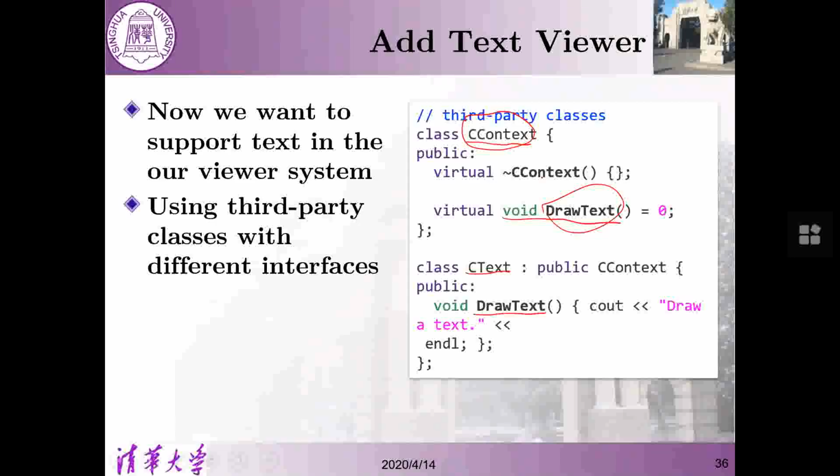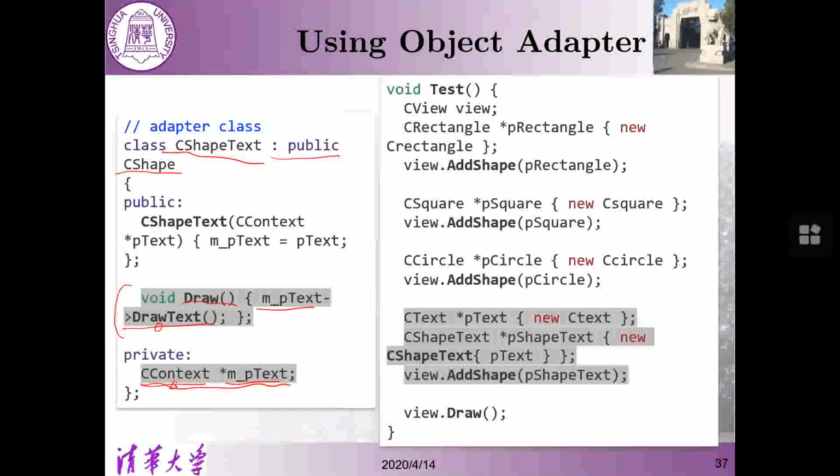So we always program to an interface, not an implementation. So this is our number one rule in the OOP design. We always think of program to an interface, okay? Then we are programming to interface, and we have the base class pointer here, and we use the base class pointer to draw the text, okay? So this is the adapter class.